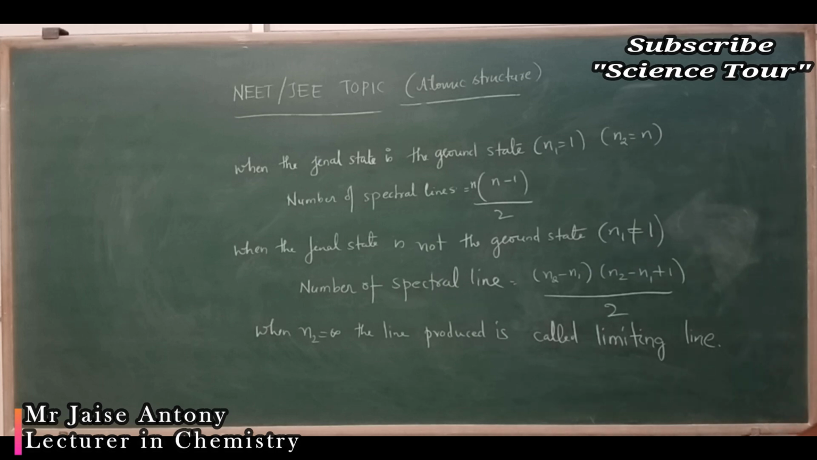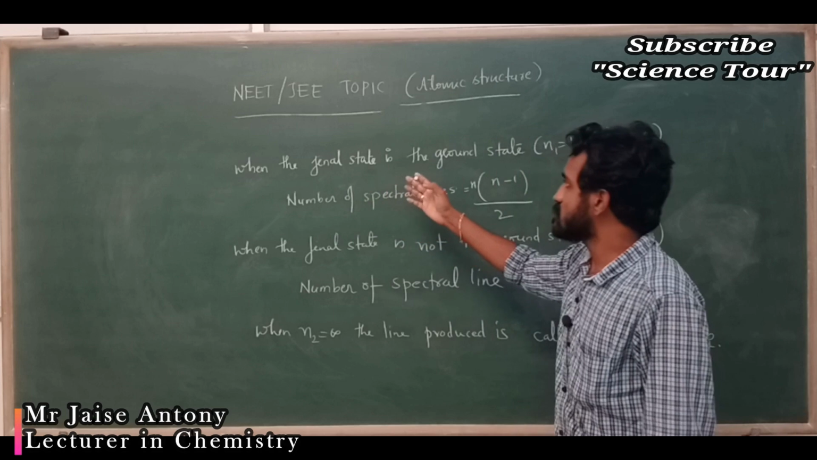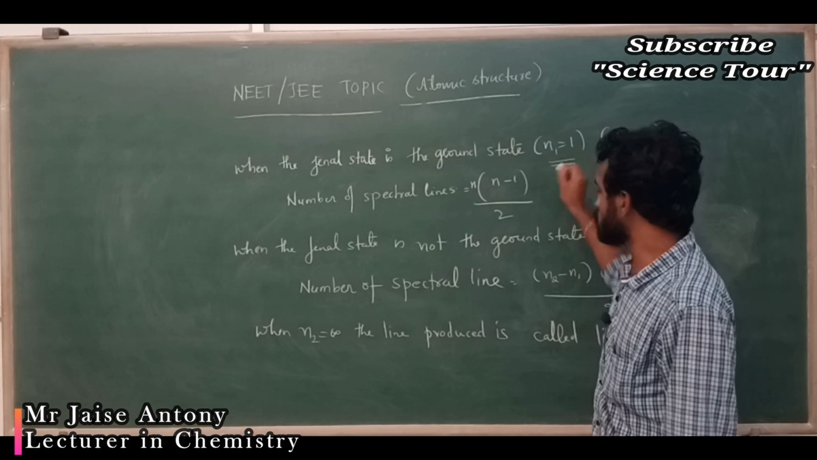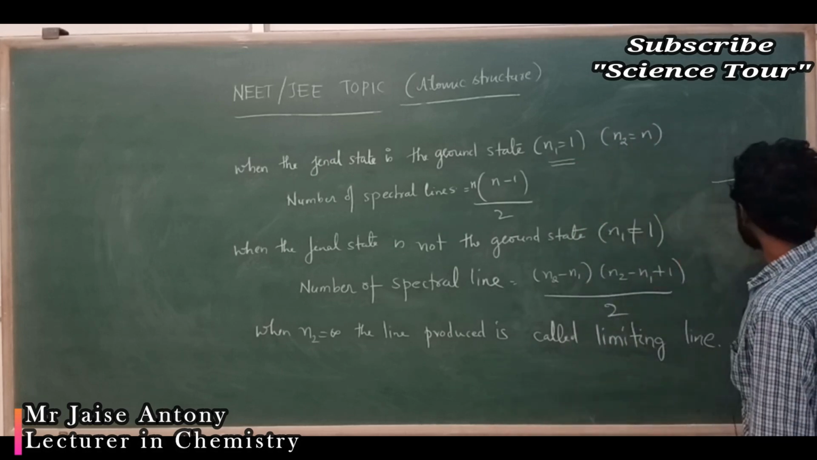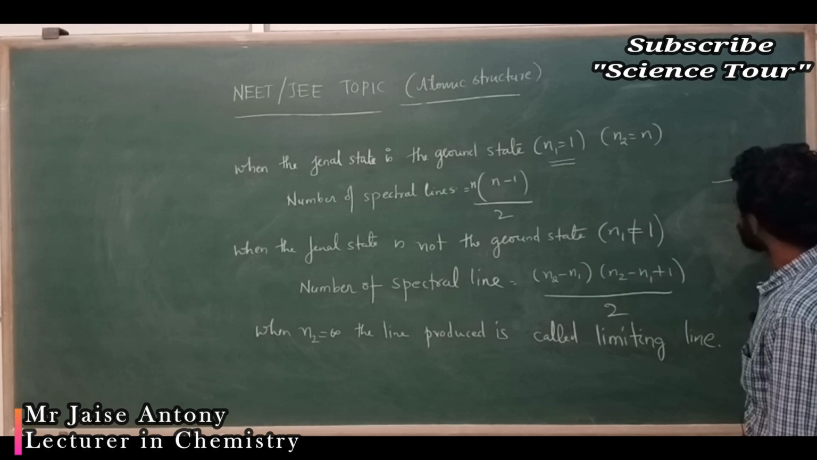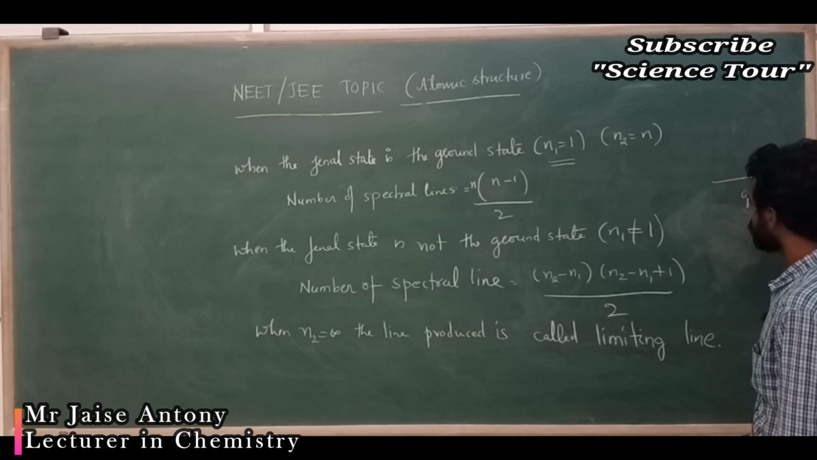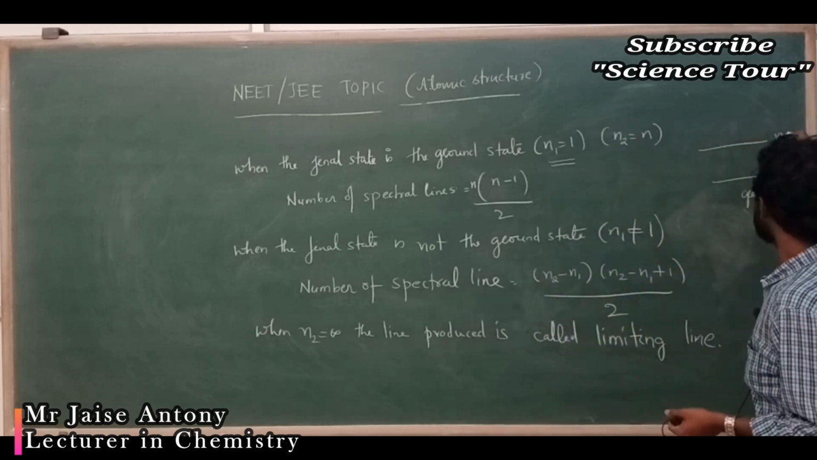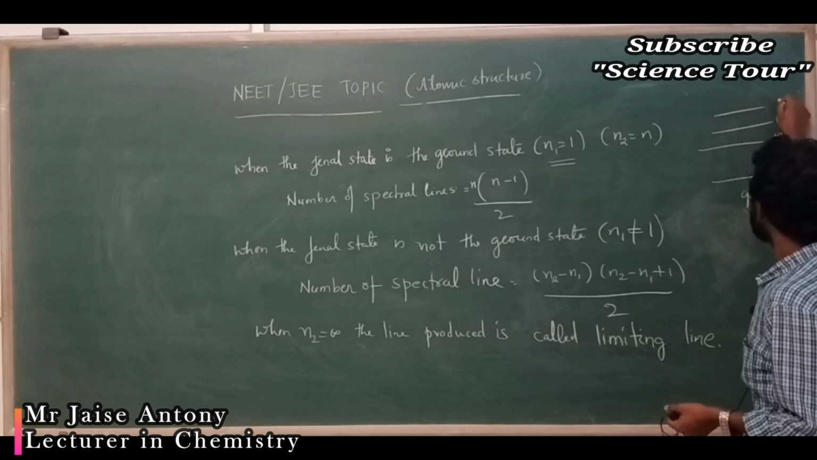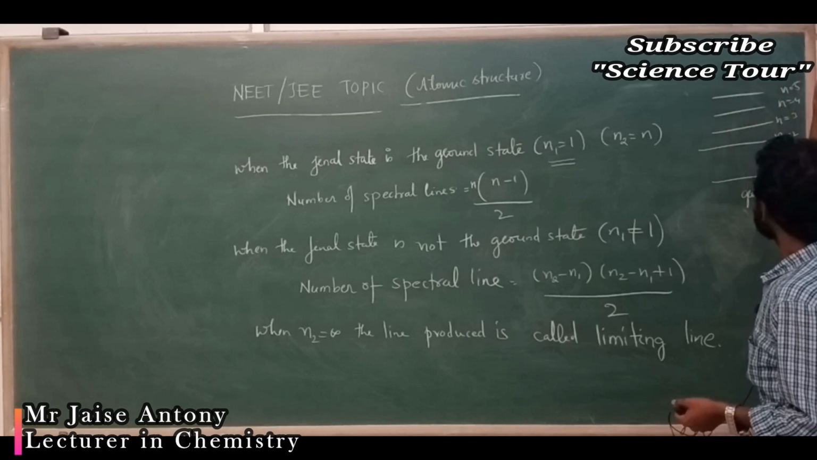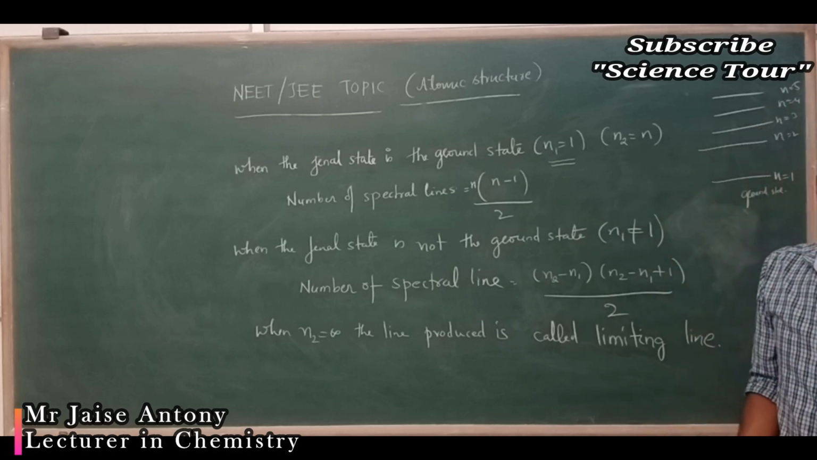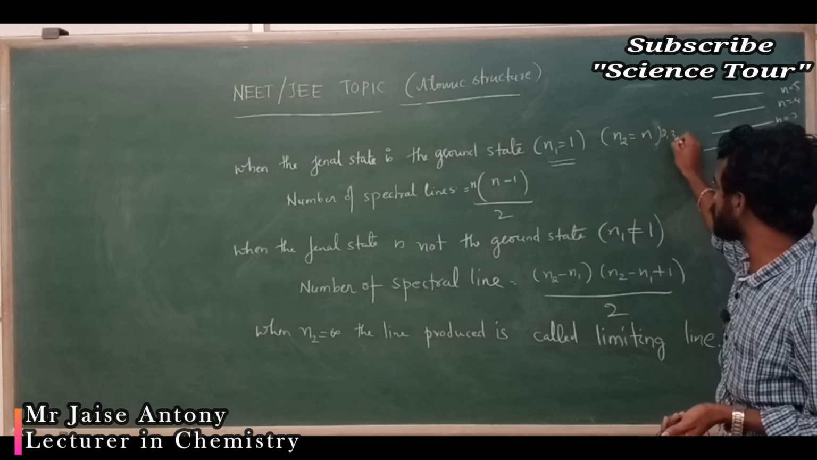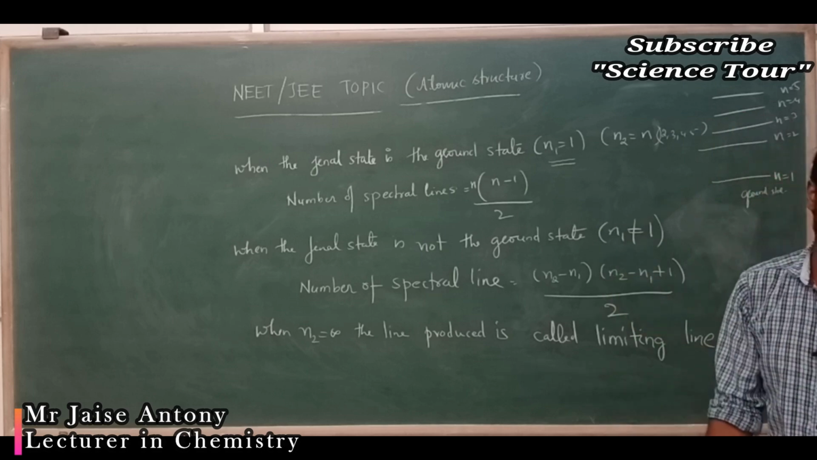My dear students, please note two formulas in this one. When the final state is the ground state, n1 is equal to 1, the ground state, correct? This is the first state, it is called ground state or stationary state. n2 is equal to n means any higher energy level; it may be n is equal to 2, or 3, or 4, or 5. Instead of writing n, I can write 2, 3, 4, 5 like that. Understand? Any higher energy level.